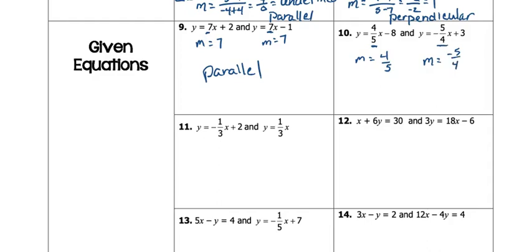I look at those, I think, oh, they're opposites. One's positive, one's negative, and that fraction's flipped, so they are reciprocals. That makes this perpendicular.